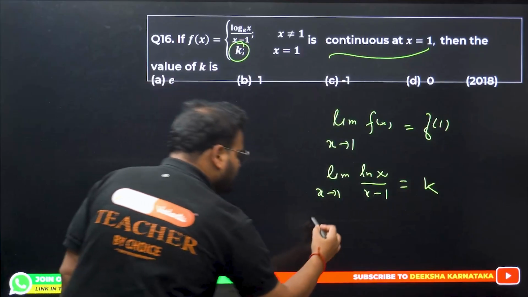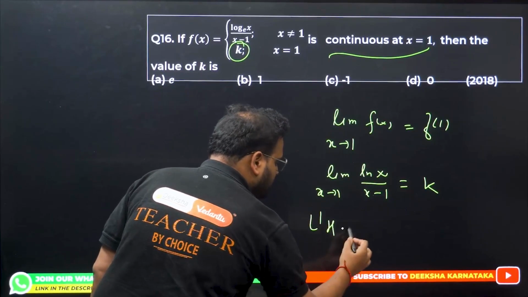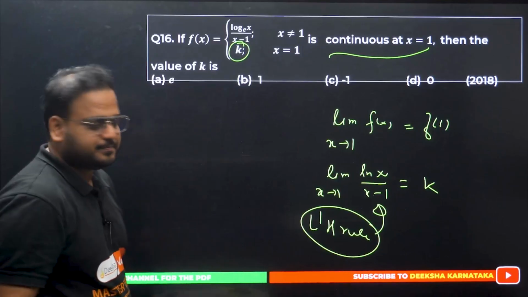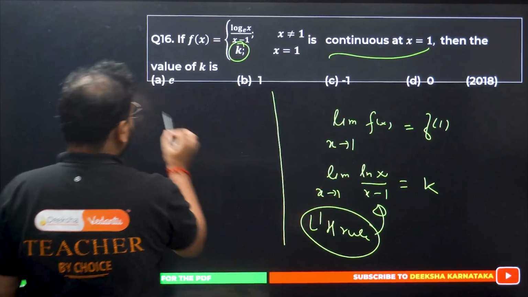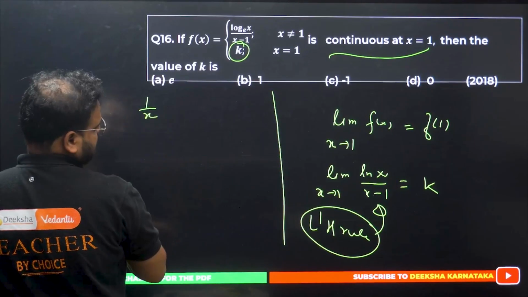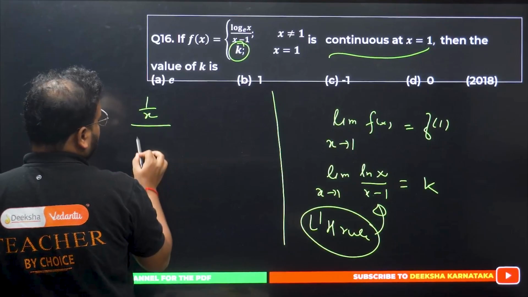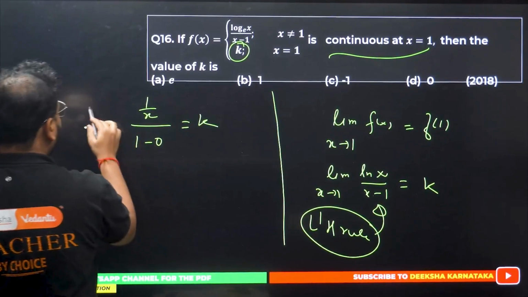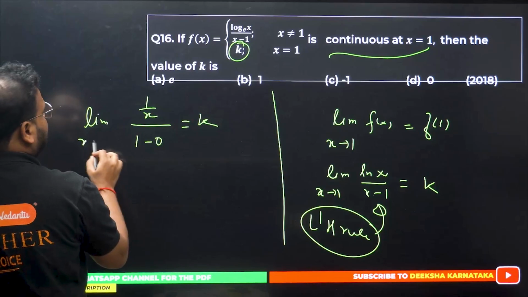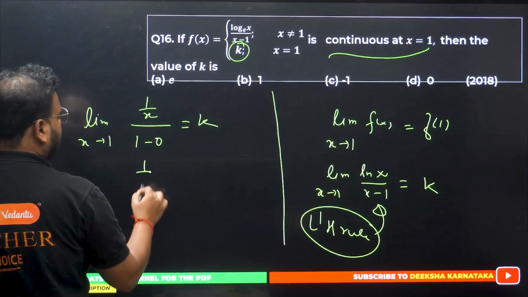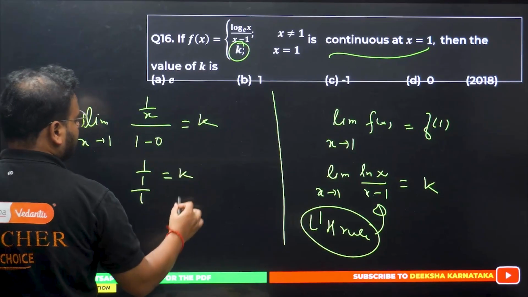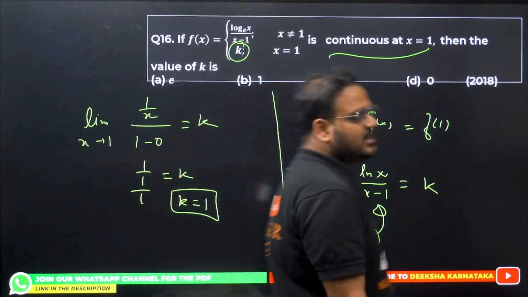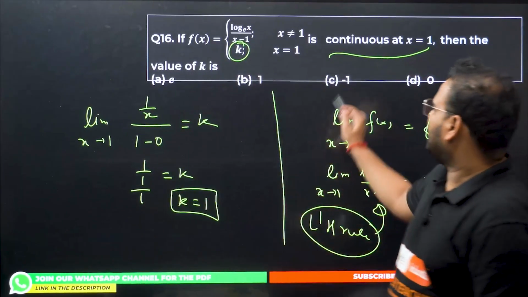Differentiate. Use L'Hospital's rule for the limit part. Differentiate under the limit. What am I going to get? It will become 1 upon x, upon 1 minus 0, equals k. Again we have limit x tends to 1. What is the answer? 1 upon 1 equals k. Value of k is 1. So option B. Option C is actually minus 1.